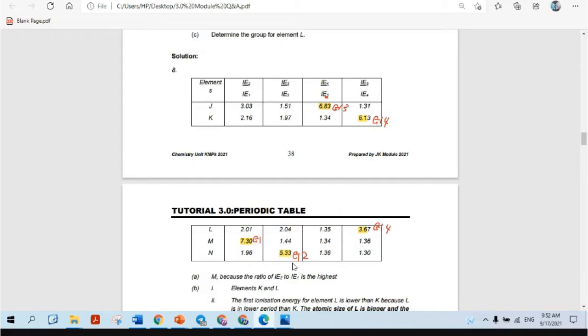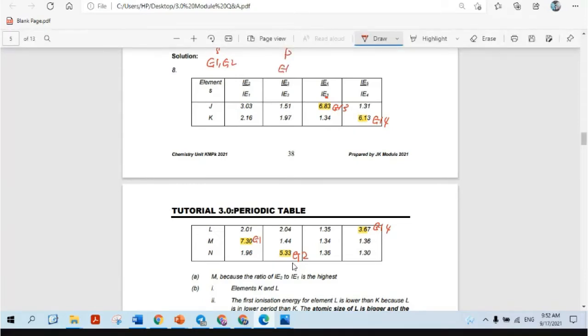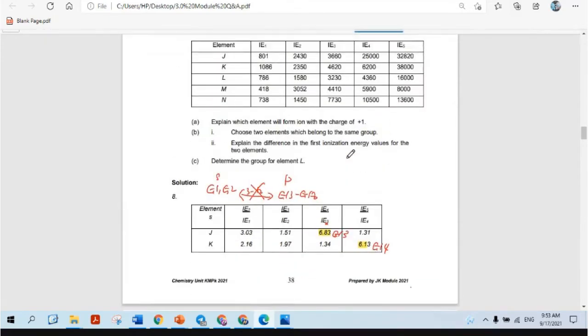I always remember for successive ionization energy, we just focus on S block element, which is group 1 and group 2. And then P block, from group 13 until group 18. For the transition elements, from group 3 until group 12, ignore. After you analyze the highest IE ratio and the group of each element, then only you can start to answer the question.